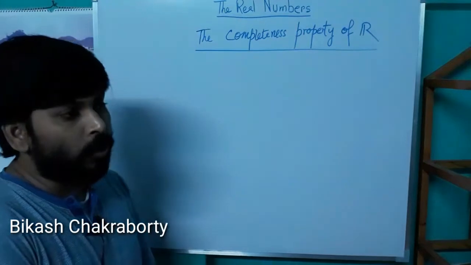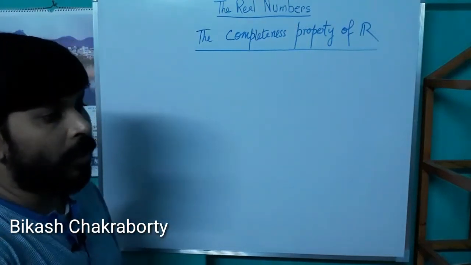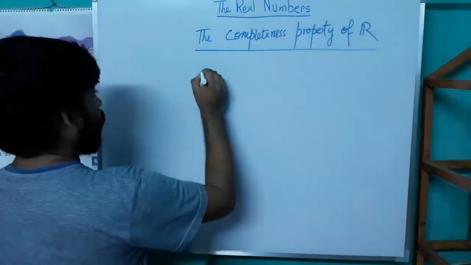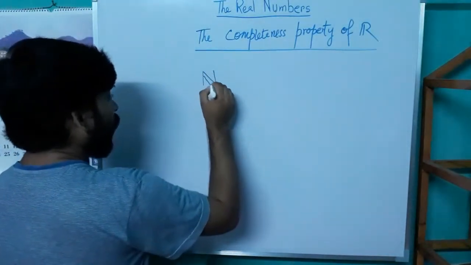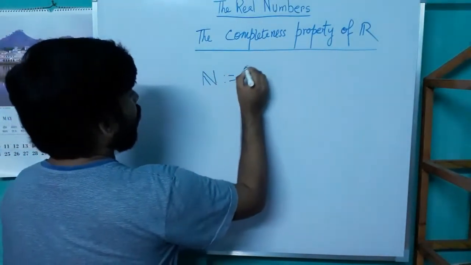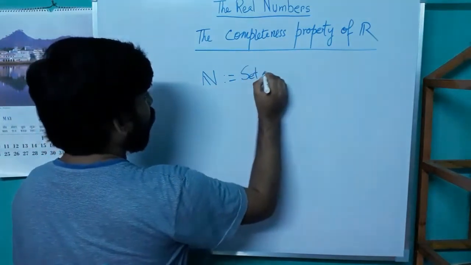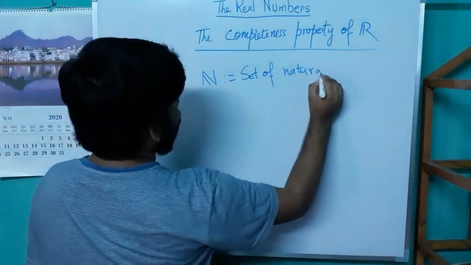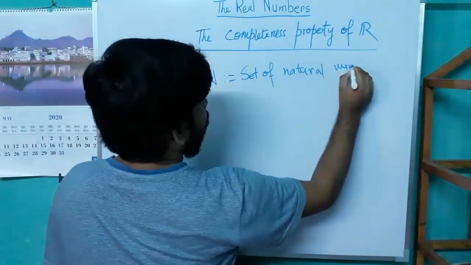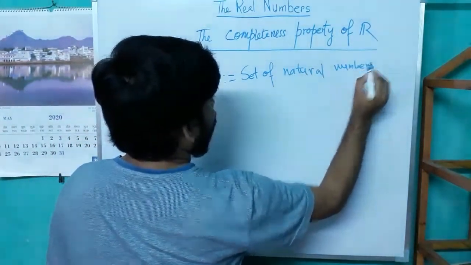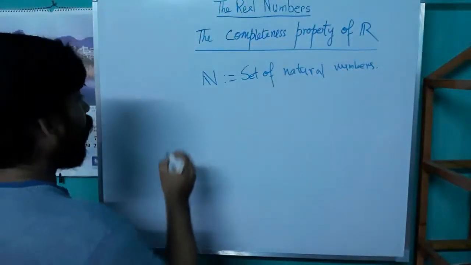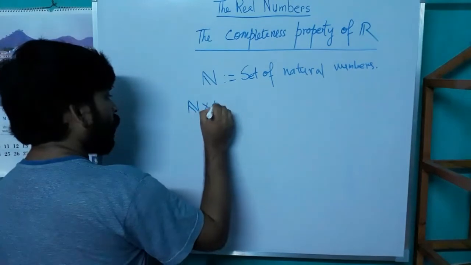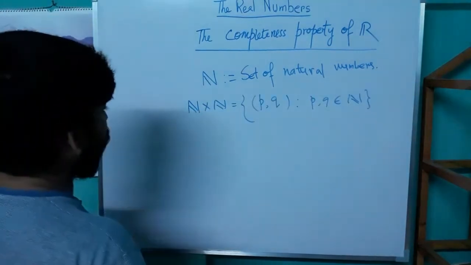Dear friends, today we will discuss the field of rational numbers. Let us assume that script N denotes the set of natural numbers. Now we consider the set N cross N.